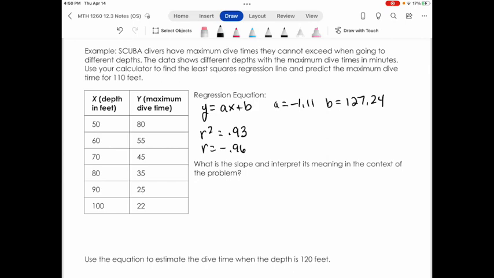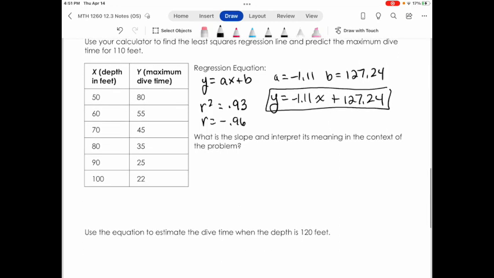So writing down all that information, I now have what I need to plug in to get my equation. So I have Y equals, and then I'm going to plug in my value for A, which is negative 1.11, times X, plus my value of B, which is 127.24. So this is my linear regression equation. Now it asks, what is the slope, and interpret it in the context of the problem.